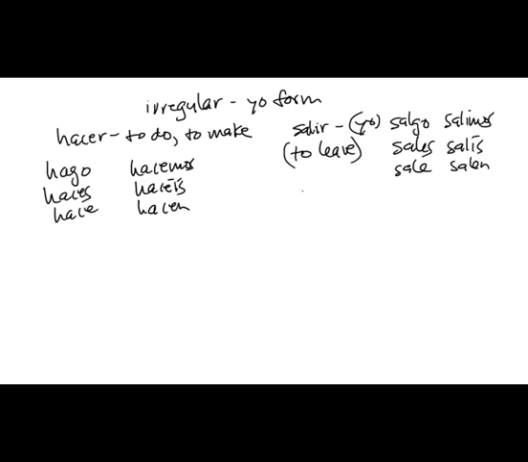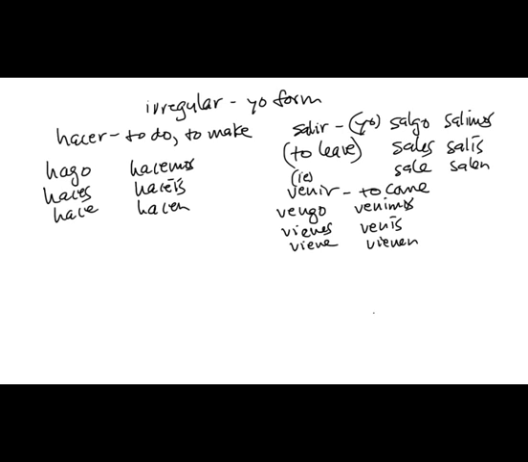Some other common ones, another one, venir, has an irregular yo form, but venir is also a stem changing verb. So this would be conjugated much like the verb tener. Venir is to come. So you end up with the irregular yo form, vengo. After that it's a stem changing e to ie. Vienes, viene, venimos, venís, vienen.